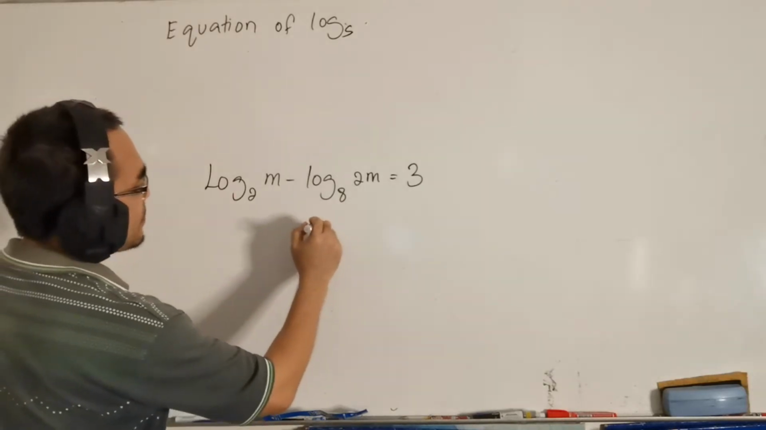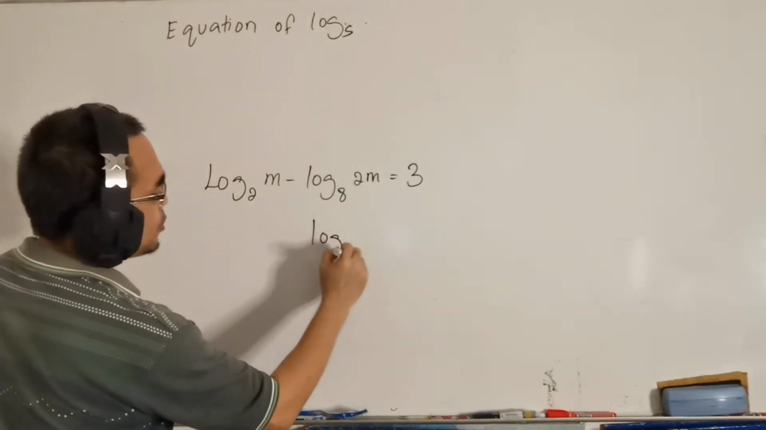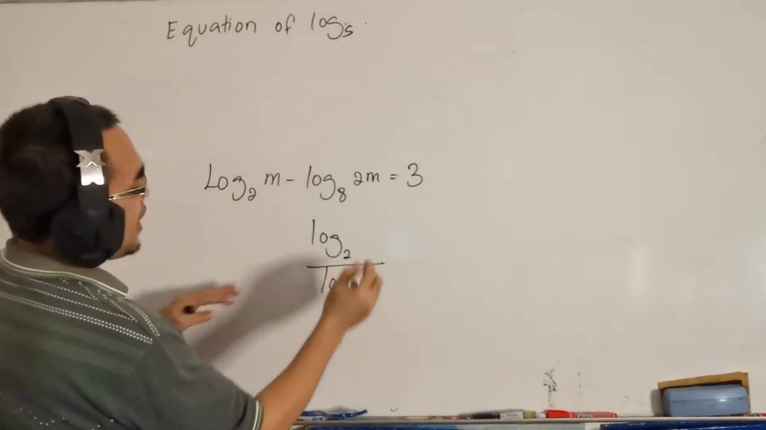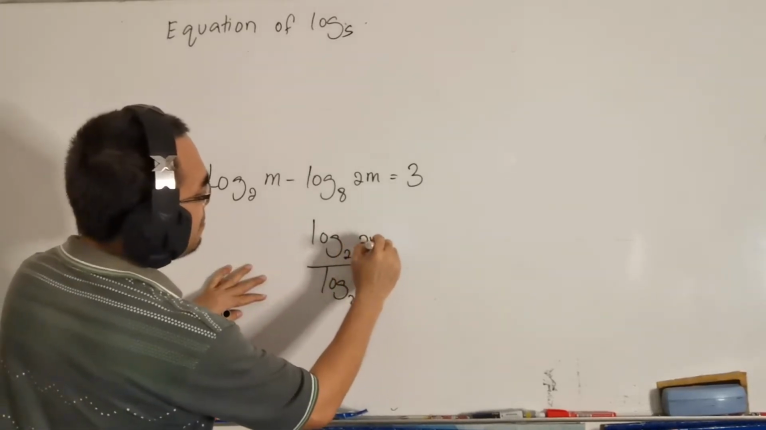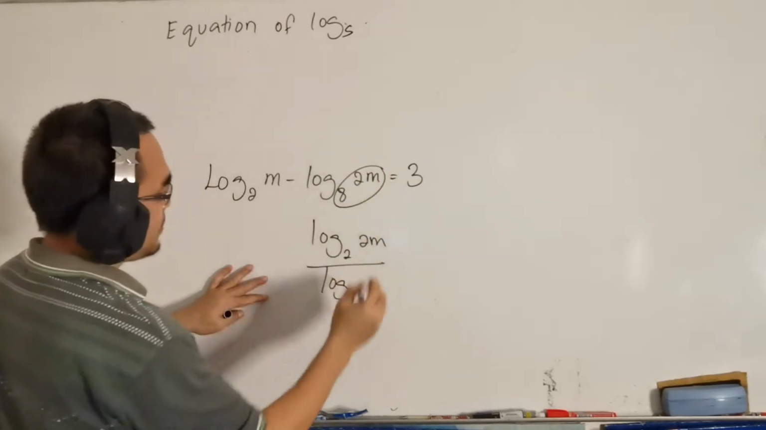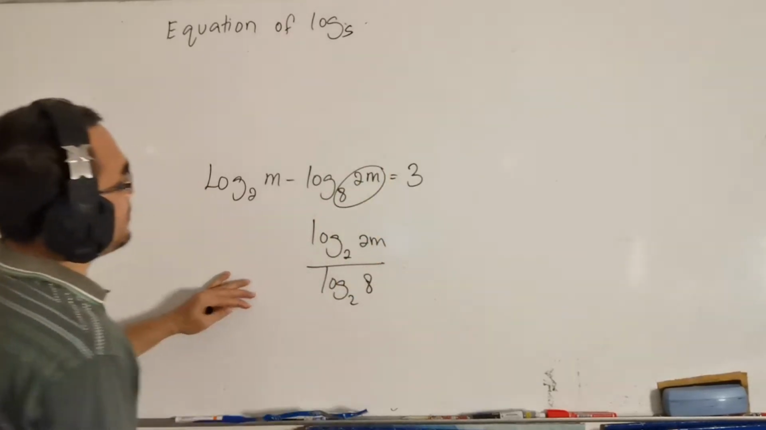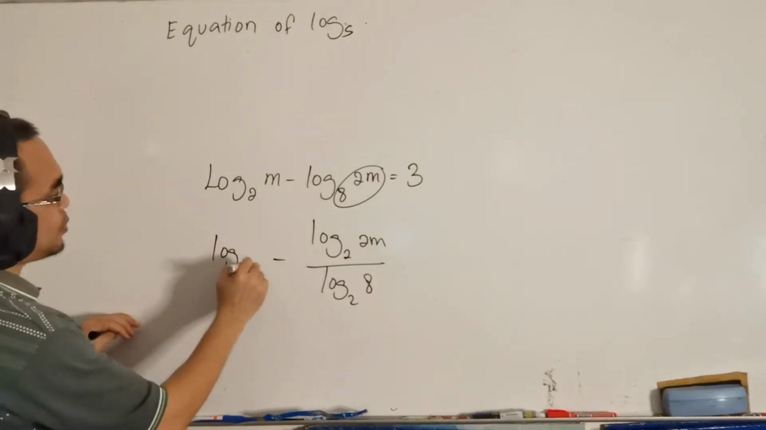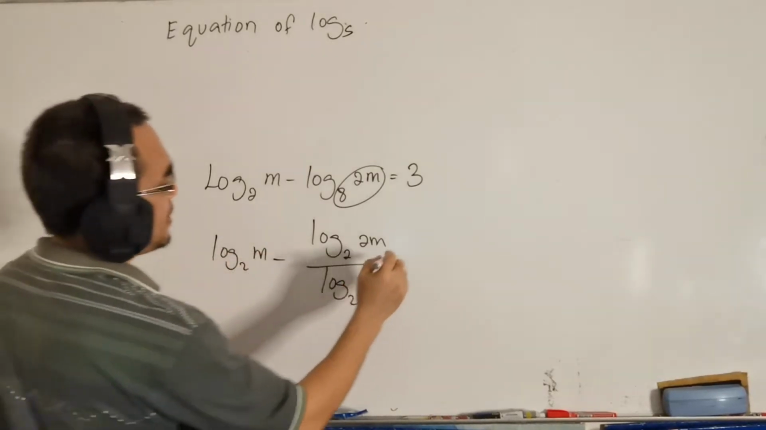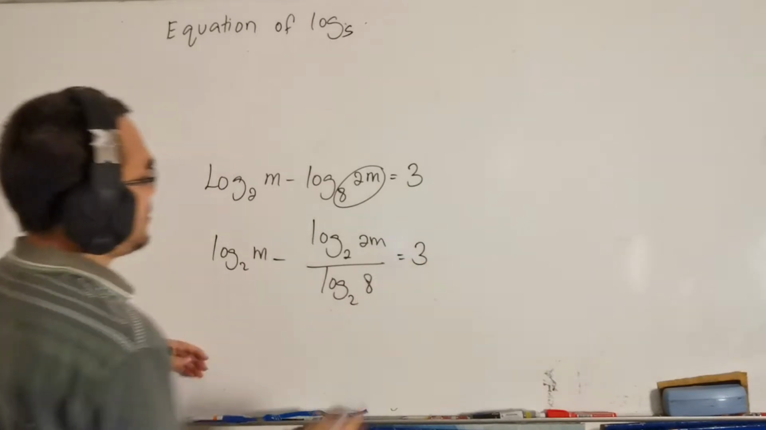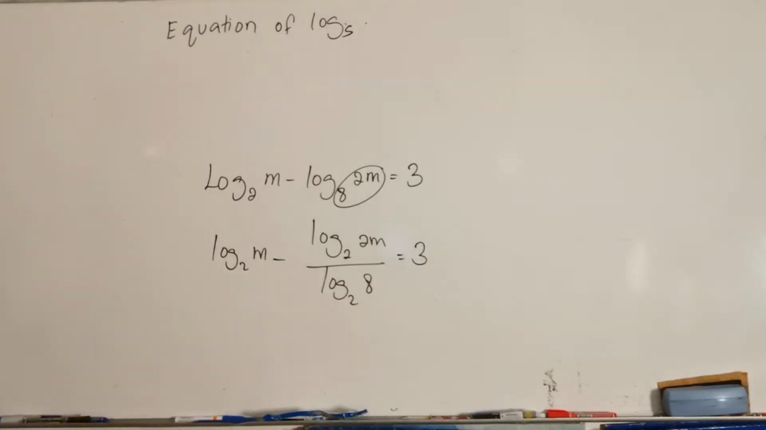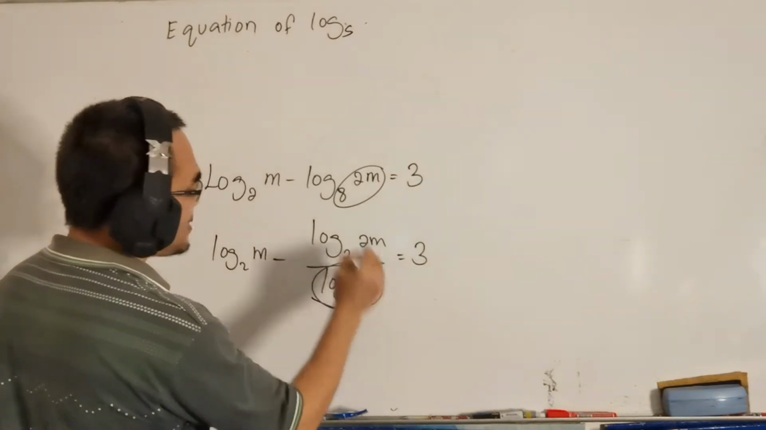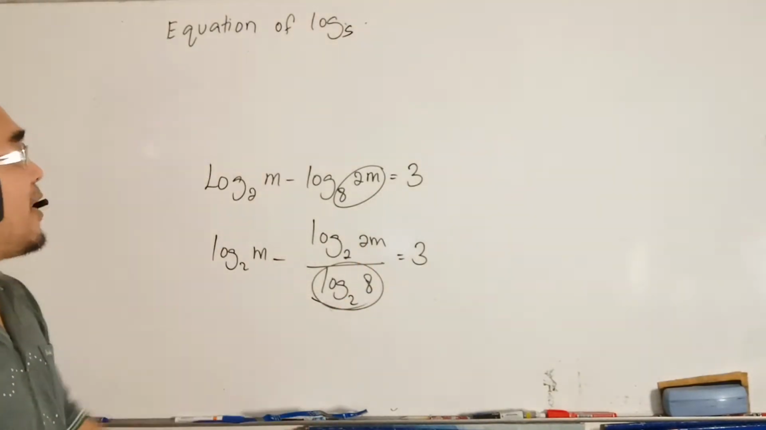It becomes log 2 over log 2, and then you write down here 2m, this value, and 8 below here. Okay, then you rewrite log 2m equals 3. And then since this is all numbers, you can calculate the value.